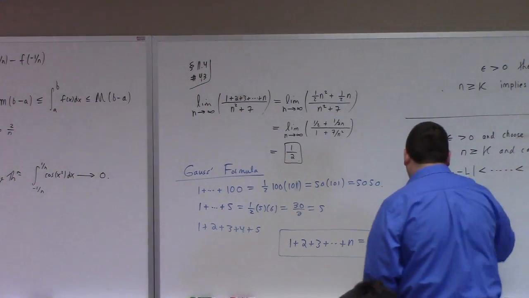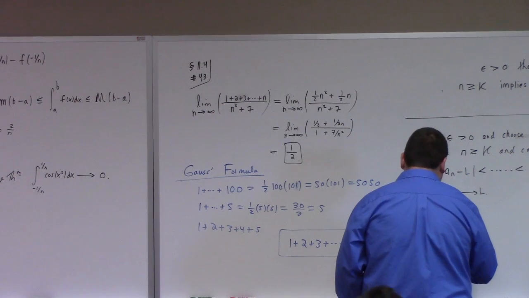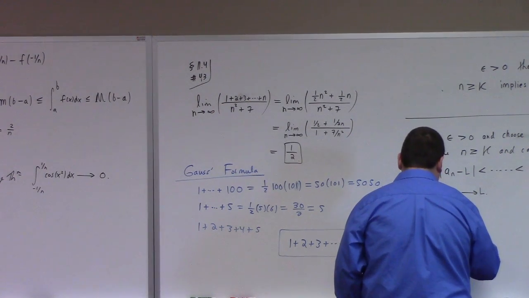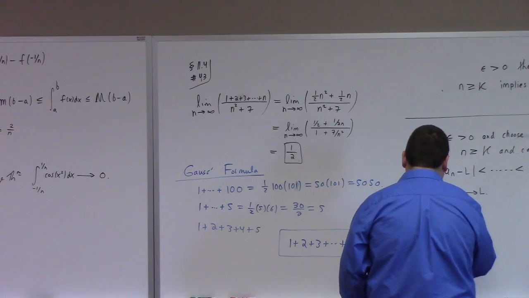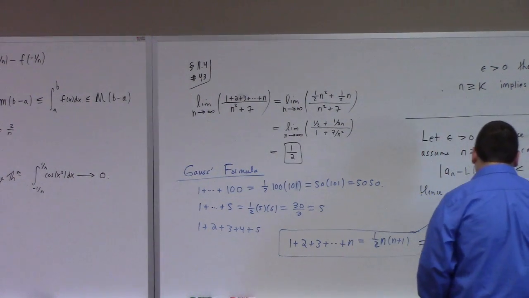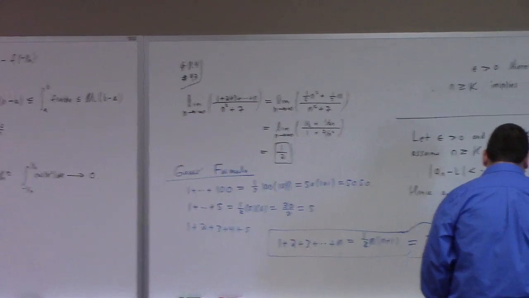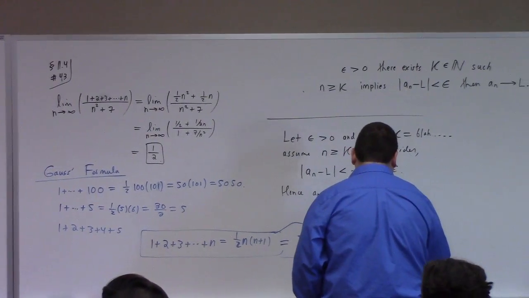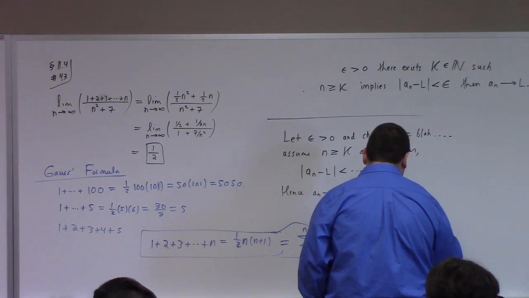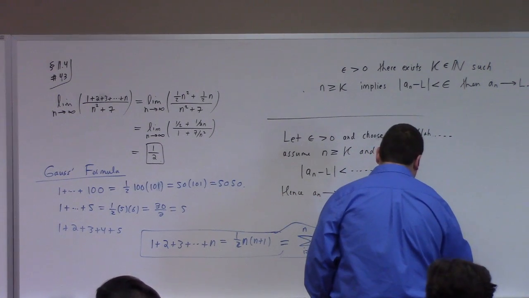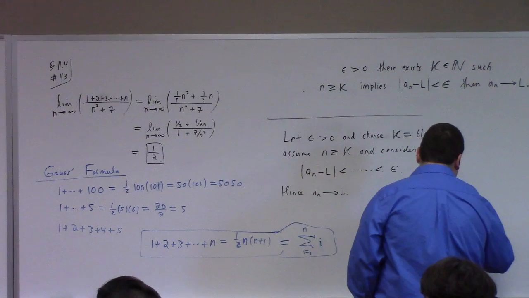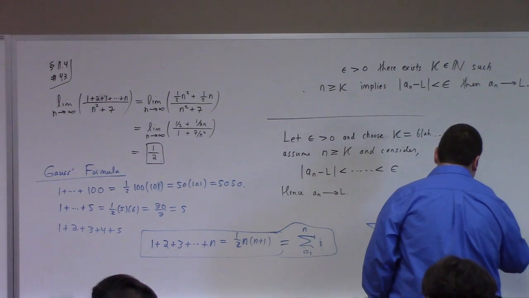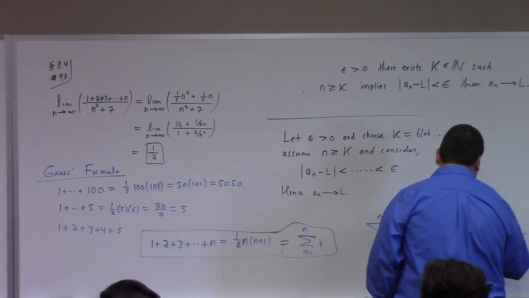Or you could write it more succinctly as the sum, i equals 1 to n, of i, in the summation notation. Well, there's a similar formula. The sum, i equals 1 to n, of i squared, aka 1 squared plus 2 squared plus and so on plus n squared, is n times n plus 1 times 2n plus 1 divided by 6.